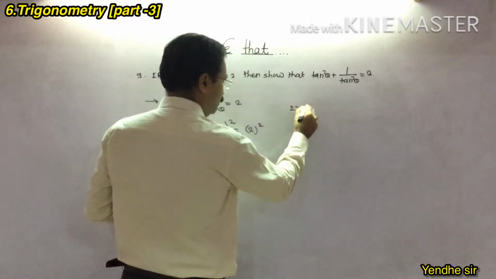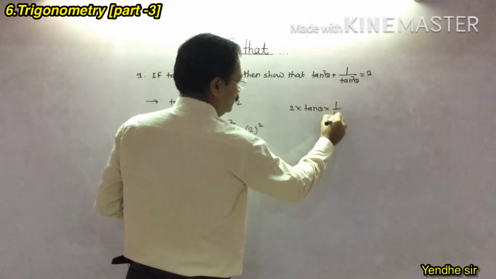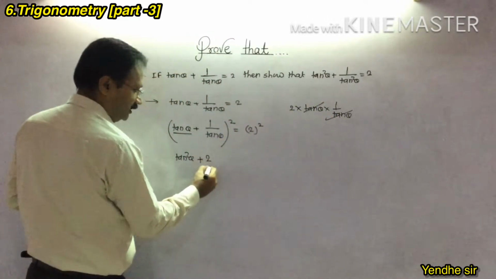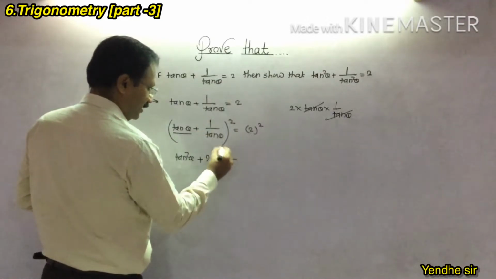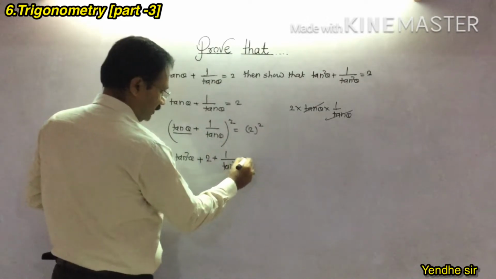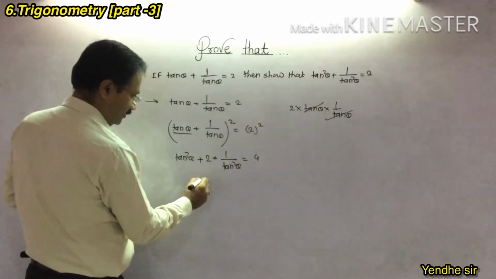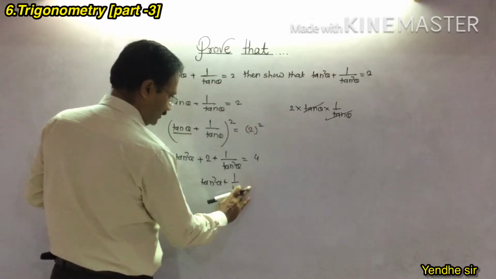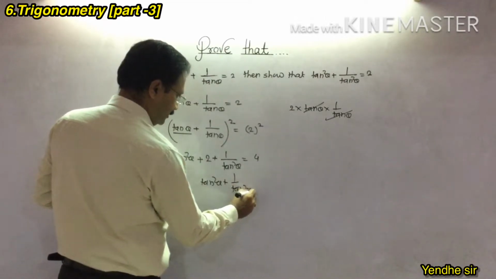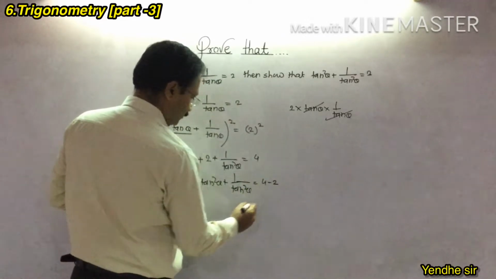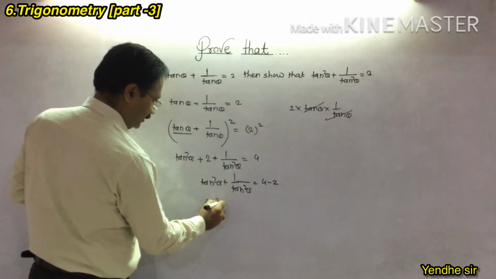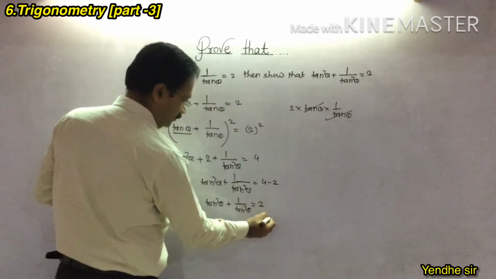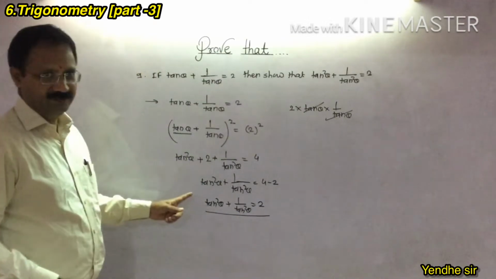Let me explain you. 2 into first into second. So this will be cancelled. So 2 1s are 2. So the middle term you will get it 2. And 1 square is 1 upon tan square theta equals 4. Now 2 goes on that side. So you will get tan square theta plus 1 upon tan square theta equals 4 minus 2. So tan square theta plus 1 upon tan square theta equals 2. So this is your answer.